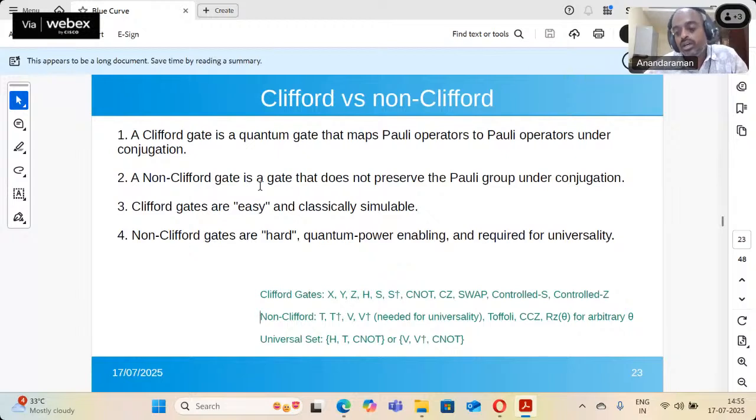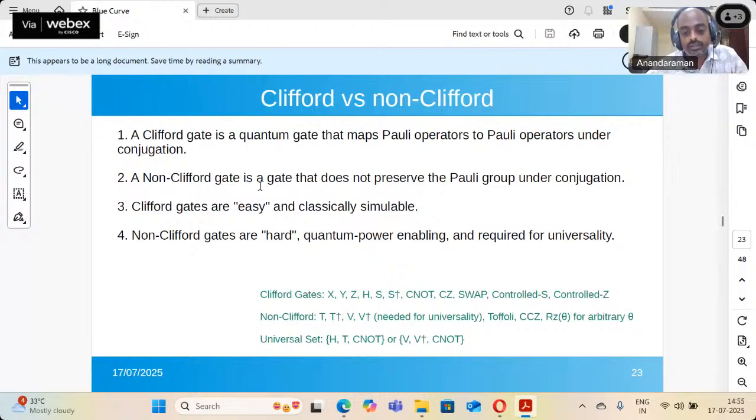rotation gates. These 90 degree rotations are Clifford gates only, but for arbitrary angles, for example 0, pi by 2, pi by 4, those are Clifford gates. But a rotation gate, for example pi by 3 or something in between, for example between 0 and 45, if the angle is not a suitable multiple of pi, then those are actually non-Clifford gates. For example, if the angle is 23, then it is a non-Clifford gate.